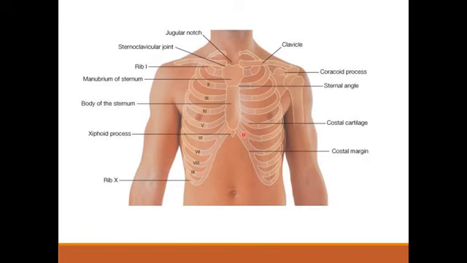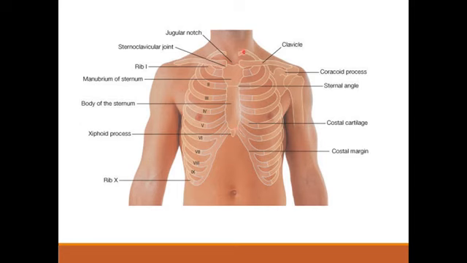This is an anterior view of the sternum, the manubrium, body, and xiphisternum, and these are the rib attachments: the first and half of the second to the manubrium, then the second to the seventh are to the body, and finally we have the xiphisternum.